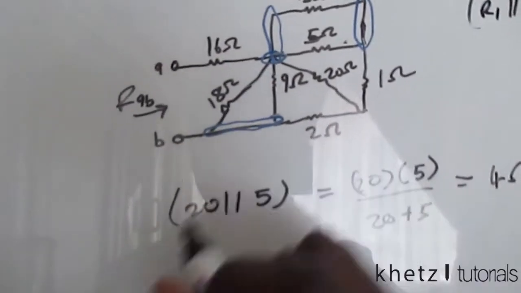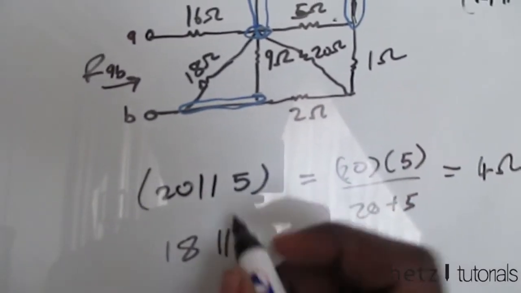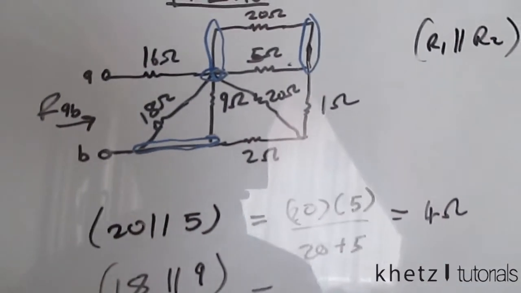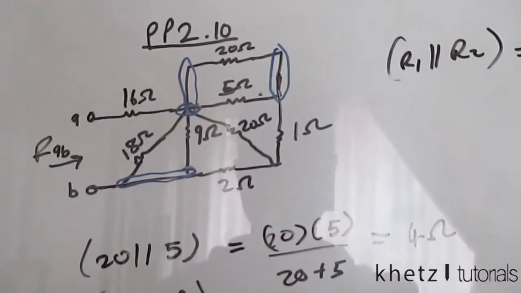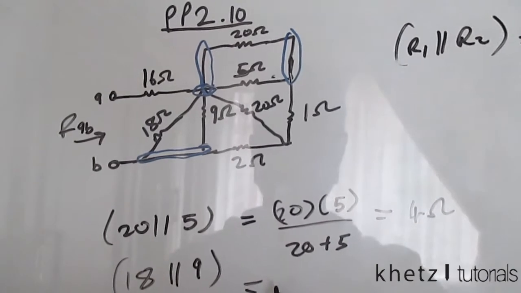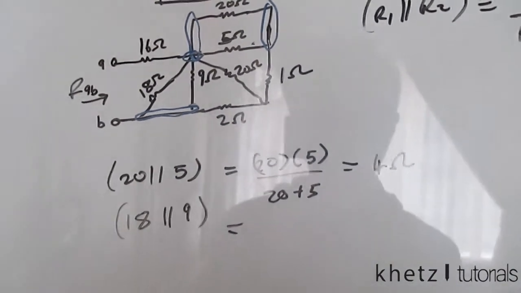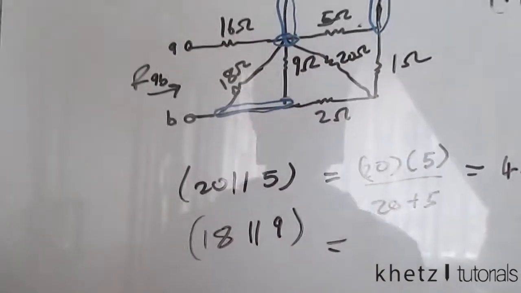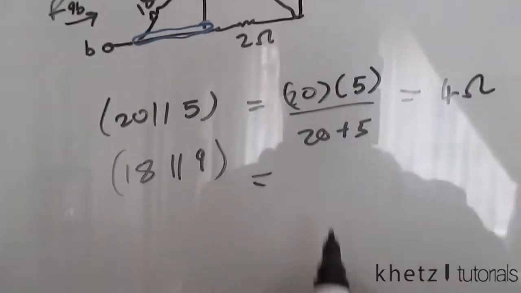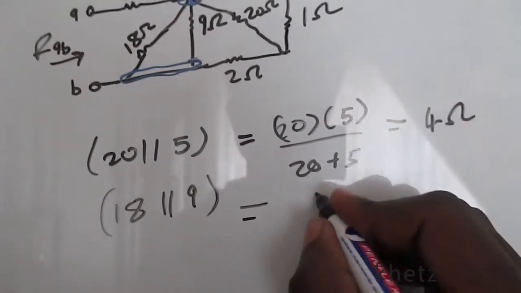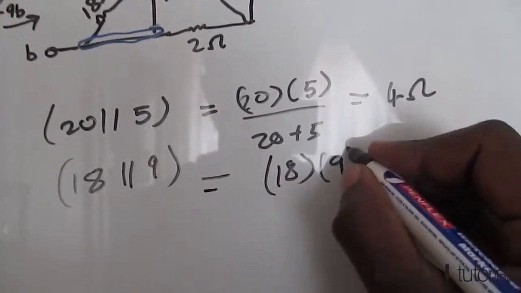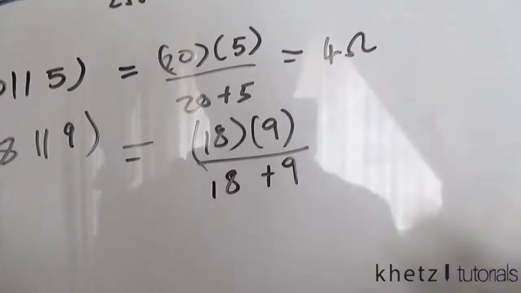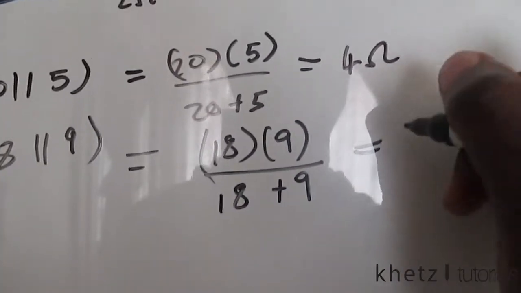And now 18 in parallel with 9, we do the same thing. You shouldn't be thrown by the configuration of the circuit or how it looks, as long as you know the rules: if resistors share two nodes, then they're in parallel, and otherwise they're in series, or neither parallel nor series. So 18 in parallel with 9 gives you 18 multiplied by 9 divided by 18 plus 9, which should give you 6 ohms.